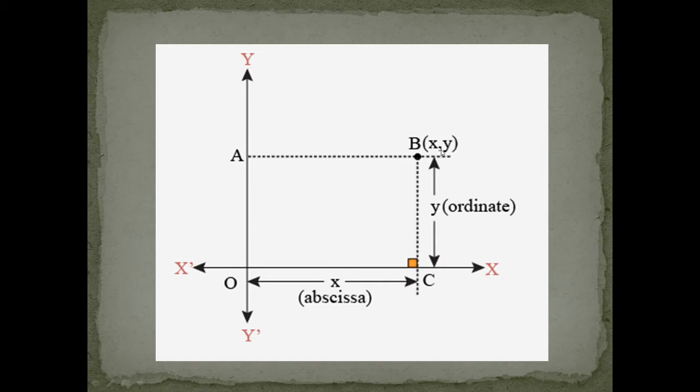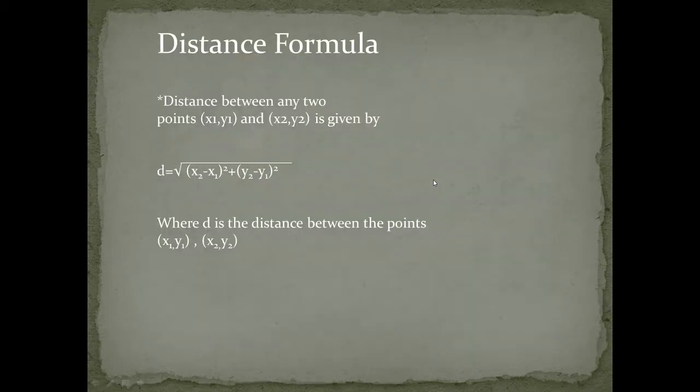For example, some point 2 comma 3 is there. At how many units distance does that point 2 comma 3 lie from the x-axis? It lies at a 3 units distance from the x-axis, and 2 units distance from the y-axis. So like that you are supposed to remember.